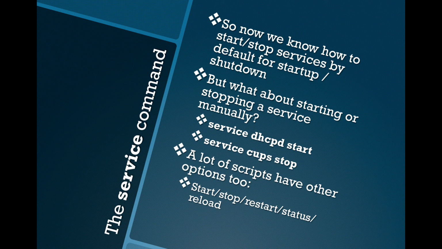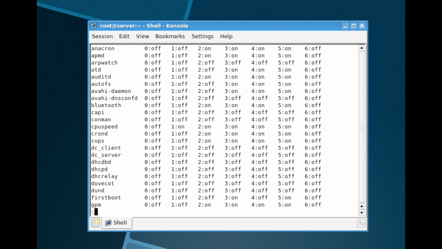So the RC stuff is used for init, for starting and stopping at run levels, but the service command is used to start or stop a service right now. I'll show you this in just a second. Here is a big long list of some of the services that exist on your system, and I'll show you this in just a minute.